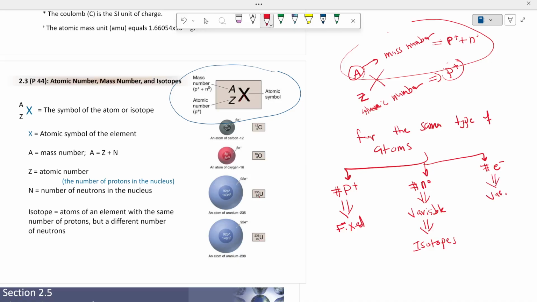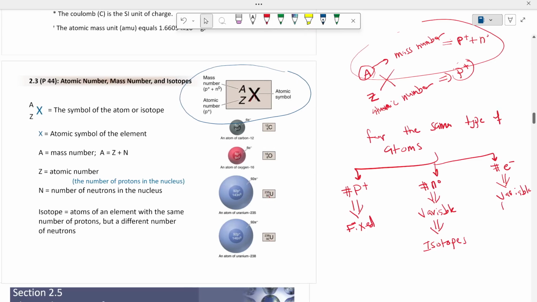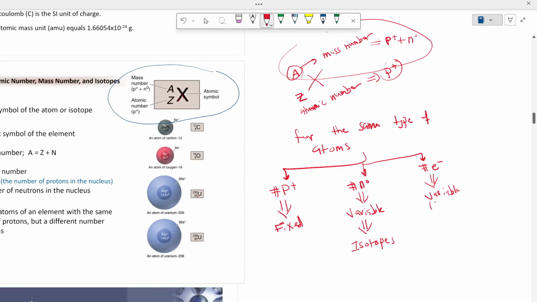I can find two atoms that have the same type, two oxygen atoms, two nitrogen atoms, two sodium atoms, etc., but with different number of electrons. Such atoms are called ions. We call them ions.